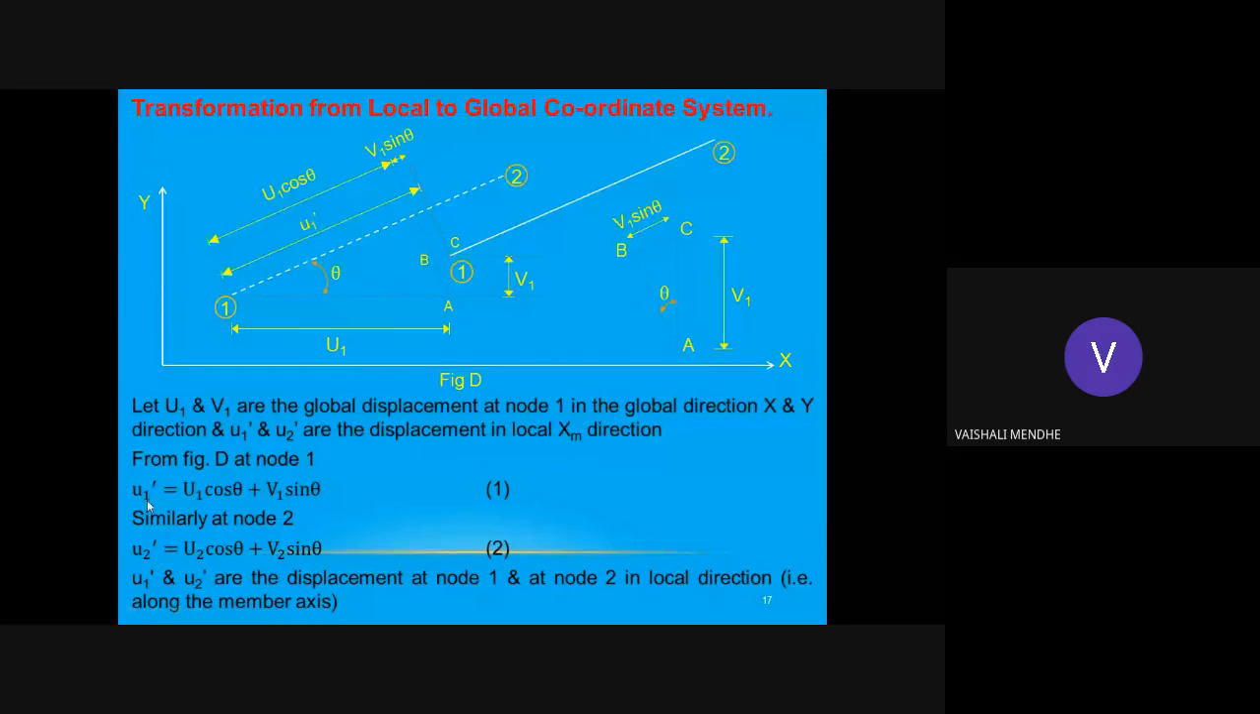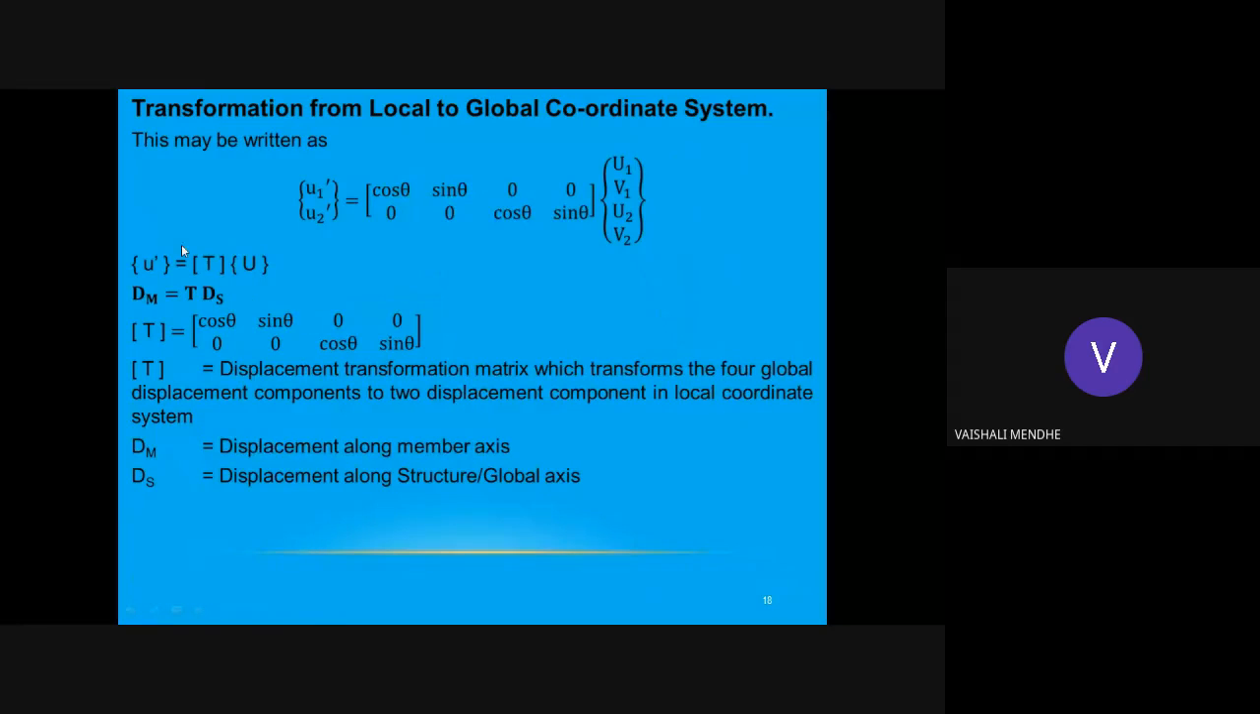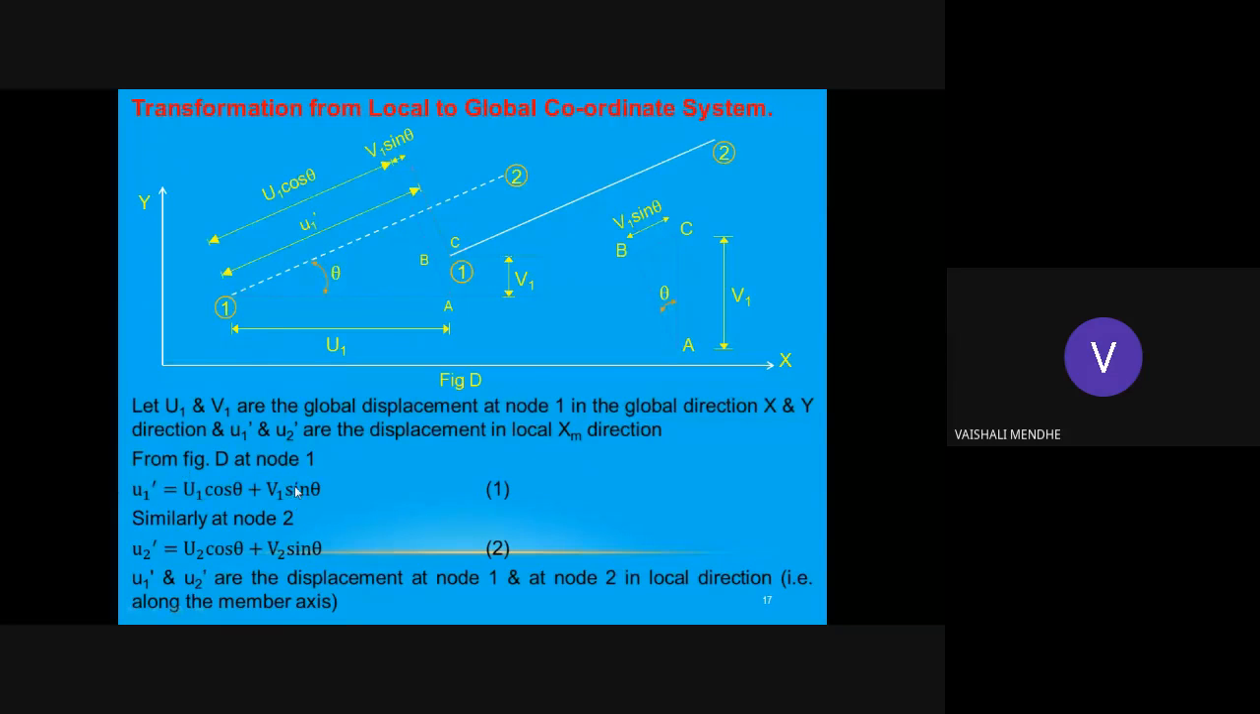So these two equations we have got from this figure for member 1. Now the same equation we will write in the matrix form. You have equation 1 and equation 2, so this equation we will write in the matrix form.